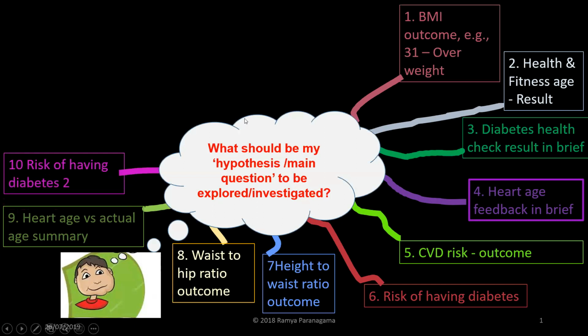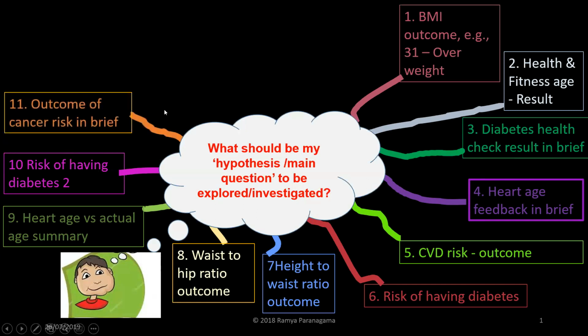Now, diabetes related, there are 3 items here: 3, 6, 10. Look at them. Are they the same? Are they different? Number 3 is overall diabetes, all types of diabetes. But number 6 is just the risk, the tendency to have diabetes in general in the future. Number 10 is risk of having diabetes type 2, focusing only on that. Look at this and see whether there is any difference between the information given.